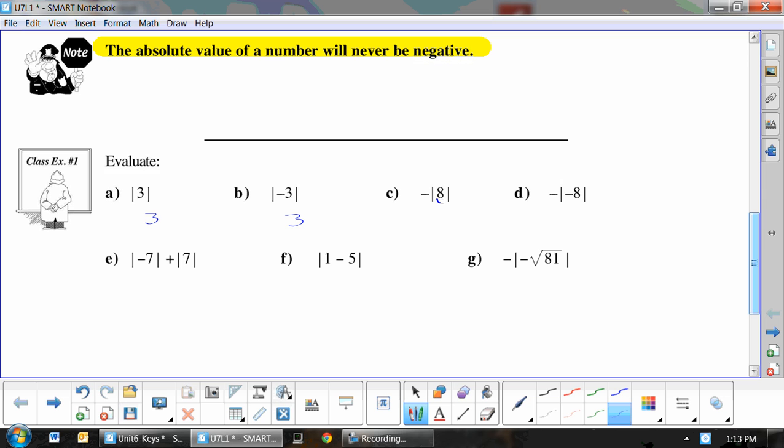Okay, so inside here we have 8, but because that negative is outside, it's going to be negative 8 exactly. Andrew, can you give us B? Negative 8, awesome. So that negative 8 becomes positive, but then there's a negative outside.